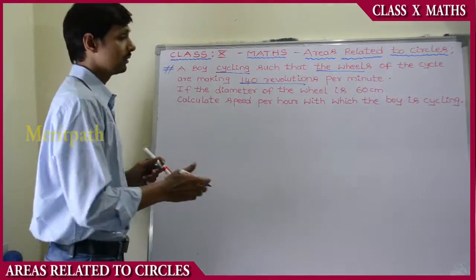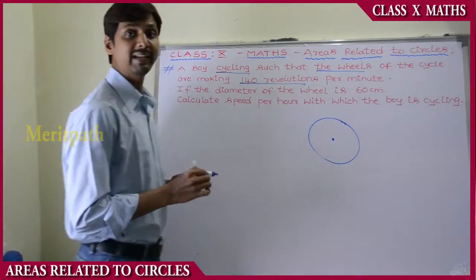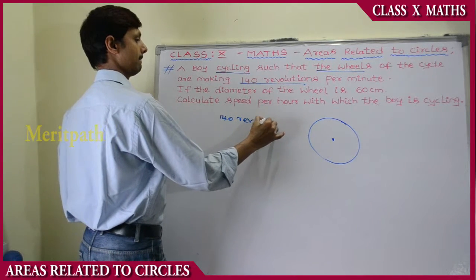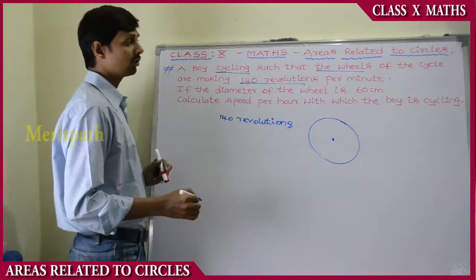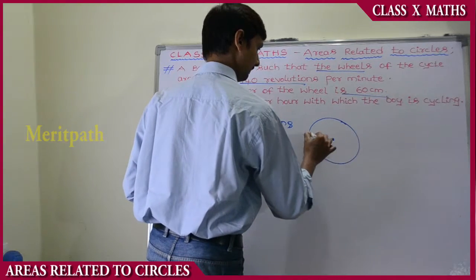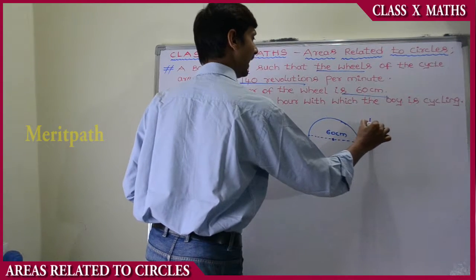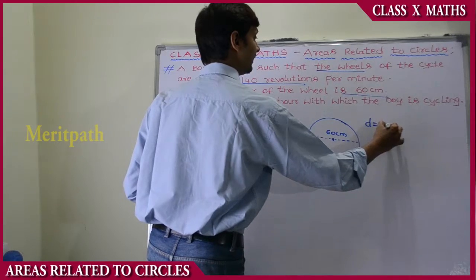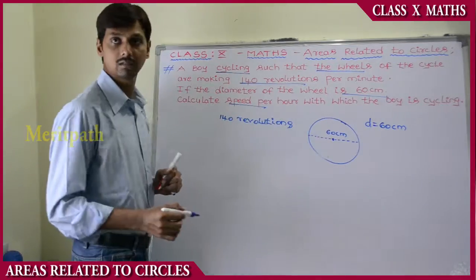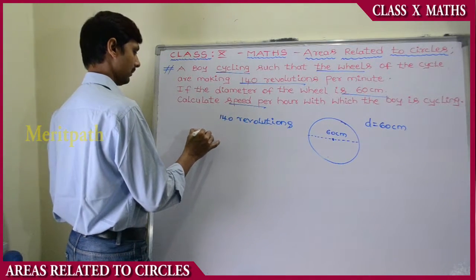So in total it is making 140 revolutions. The diameter of the wheel on which he is cycling is 60 centimeters. It's the diameter of the wheel, that is 60 centimeters, and we need to calculate the speed per hour. So let's take the circumference.